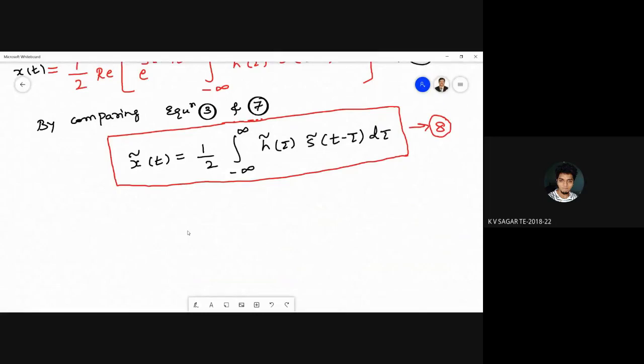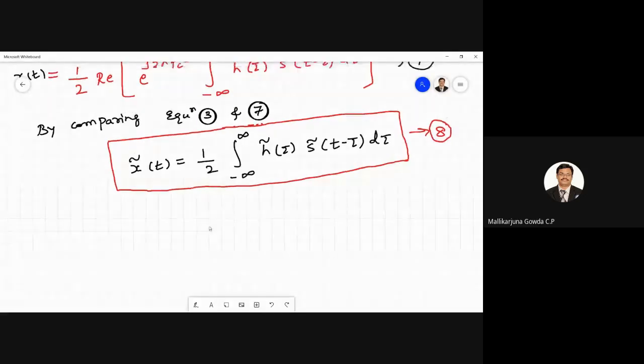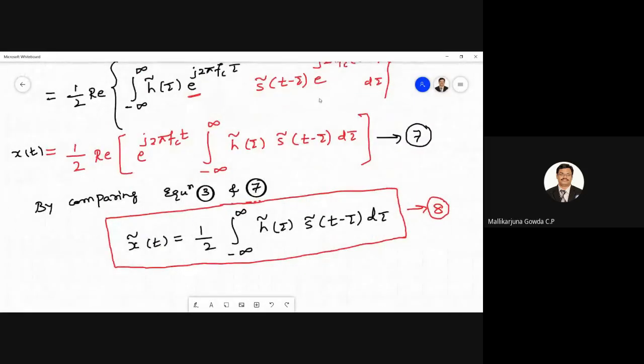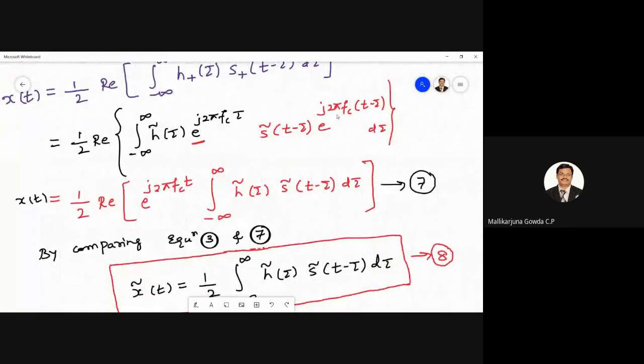Sir, in equation 7, we've taken e power j 2 pi fc t as common. Not common, that is the remaining term. See, e power j 2 pi fc tau. And here, in another term, e power minus j 2 pi fc tau. It will get cancelled. But we have t minus tau in the other term now. So what happens to that tau?